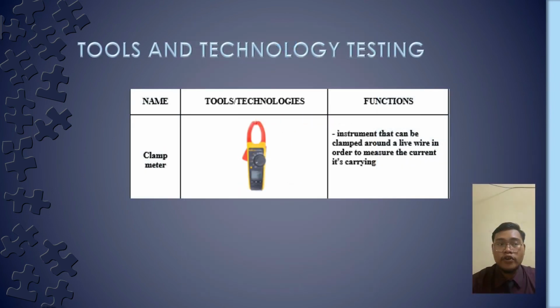For tools and technology testing, we only use a clamp meter, an instrument that can clamp around a live wire in order to measure the current it is carrying.